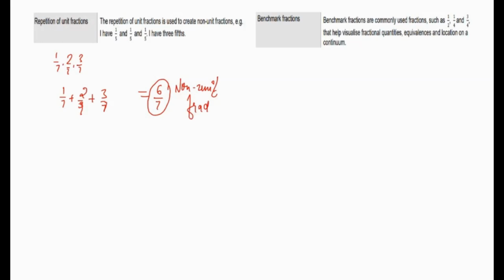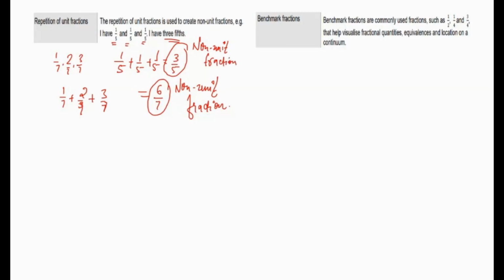Or let us take equal fractions like 1 by 5, 1 by 5, 1 by 5. Then it will become 1 by 5 plus 1 by 5 plus 1 by 5, which is 3 by 5, and it is a non-unit fraction. Understood? Now let us move further.